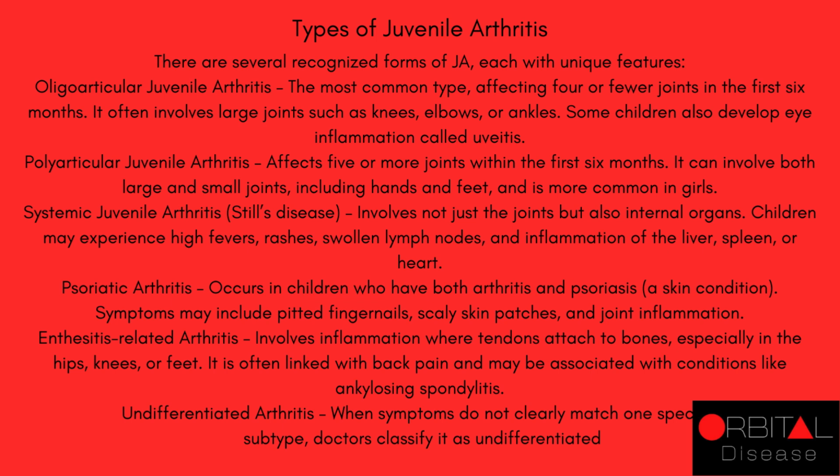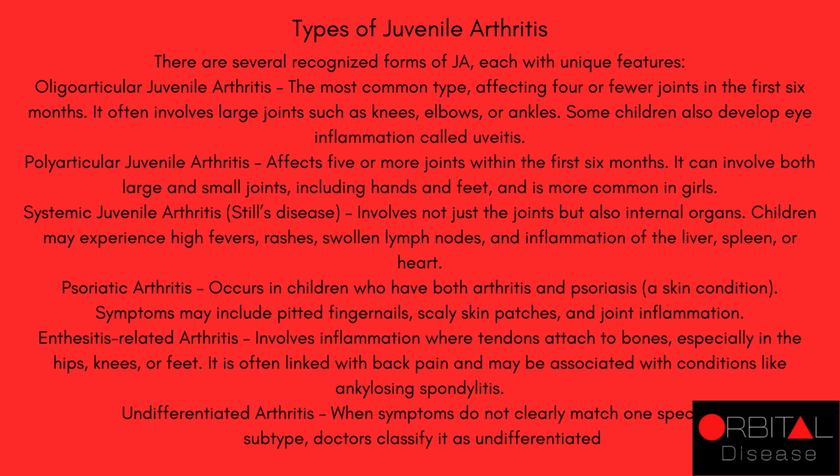Types of juvenile arthritis. There are several recognized forms of JA, each with unique features. Oligoarticular juvenile arthritis, the most common type, affecting 4 or fewer joints in the first 6 months. It often involves large joints such as knees, elbows, or ankles. Some children also develop eye inflammation called uveitis. Polyarticular juvenile arthritis affects 5 or more joints within the first 6 months. It can involve both large and small joints, including hands and feet, and is more common in girls.